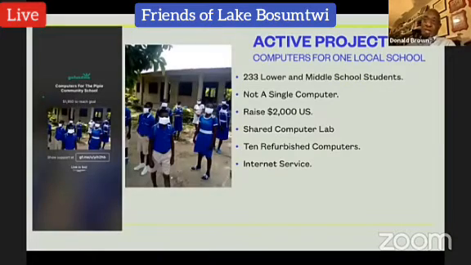We do have one initiative that is currently underway: we are attempting to buy computers for a local school in the community of Pepe. There are 233 lower and middle school students in this school. Surprisingly, or maybe not, there's not one single computer in this school at all. So we are attempting to raise $200,000 US to create a shared computer lab with 10 refurbished computers and guaranteed internet services.